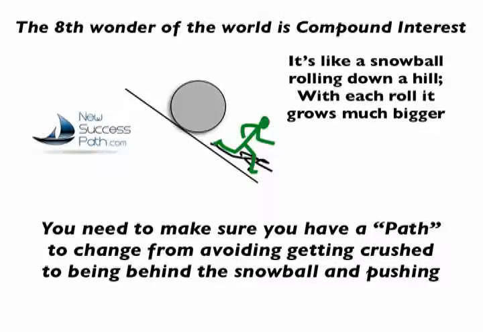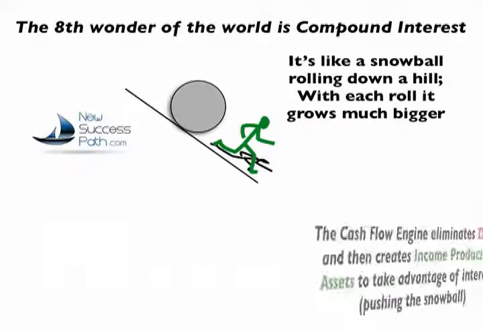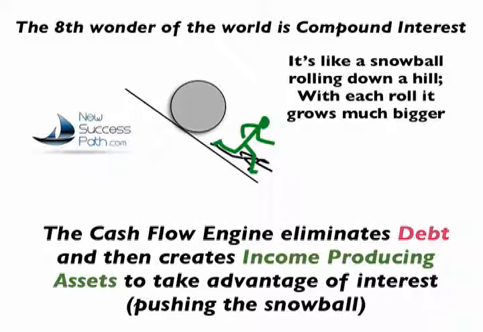So the concept that we're trying to get you to embrace and get excited about is taking that cash flow engine and getting rid of the debt, getting the pressure off, and starting to push the snowball. Then use that cash flow engine to start acquiring income-producing assets to help you push the snowball even faster down the hill. Now there are several categories of cash flow, income-producing assets that are available to you.